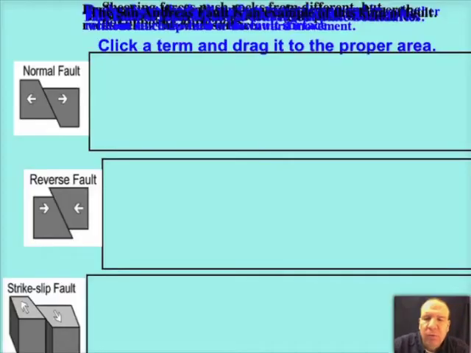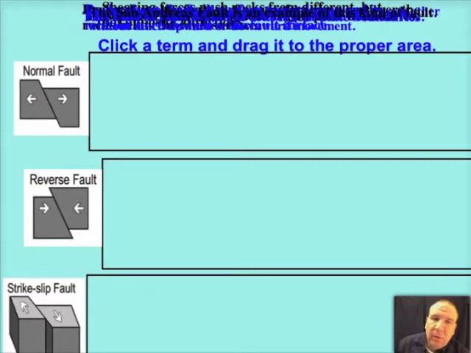Another big thing you're really going to want to know for the test is to be able to tell the difference between a normal fault, a reverse fault, and a strike-slip fault. And when you did the Schoology, again, the Schoology would be a good thing to review. You can also go through these. Know everything there is to know about a normal fault, a reverse fault, and a strike-slip fault.